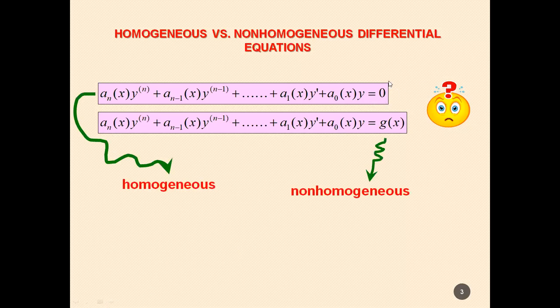The one in which the g of x or the function of x on the right side is 0 is said to be a higher order homogeneous differential equation. The one in which the right side is a function of the independent variable is the non-homogeneous differential equation. So this is how we write the format of a homogeneous and a non-homogeneous higher order differential equations in which the coefficients of your variables are all functions of the independent variable.